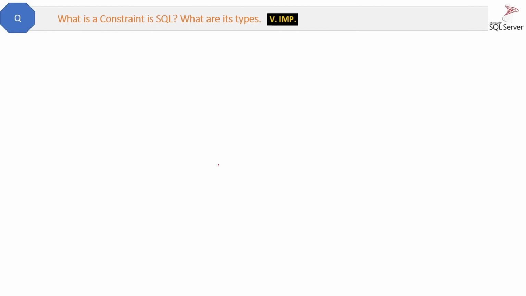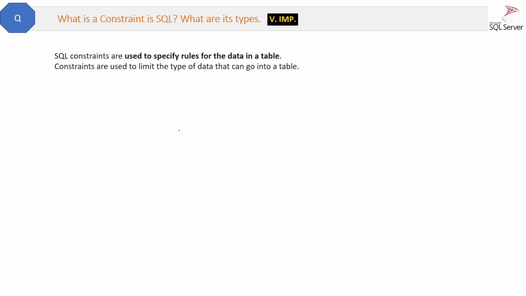What is a constraint in SQL? What are its types? It is a very important question and a very important concept in SQL Server. In simple English, SQL constraints are used to specify rules for the data in a table. Constraints are used to limit the type of data that can go into a table. Let's see the types of constraints.